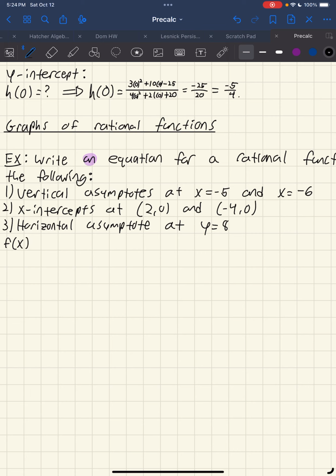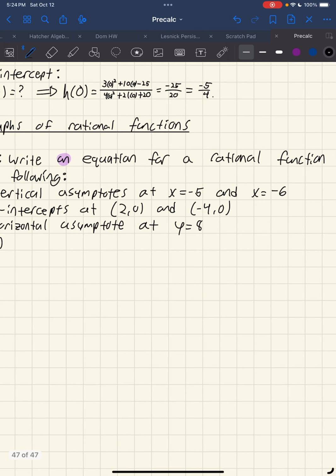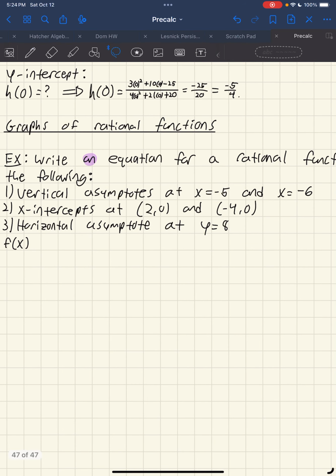So I'll call it f of x. F of x needs to fit these criteria. Vertical asymptotes at x equals -5 and x equals -6. What does that mean? That means that if I plug in x equals -5 and x equals -6 into this function, they will have a 0 in the denominator.